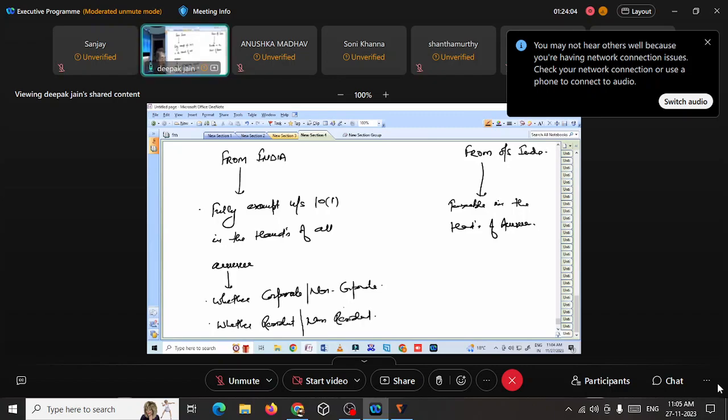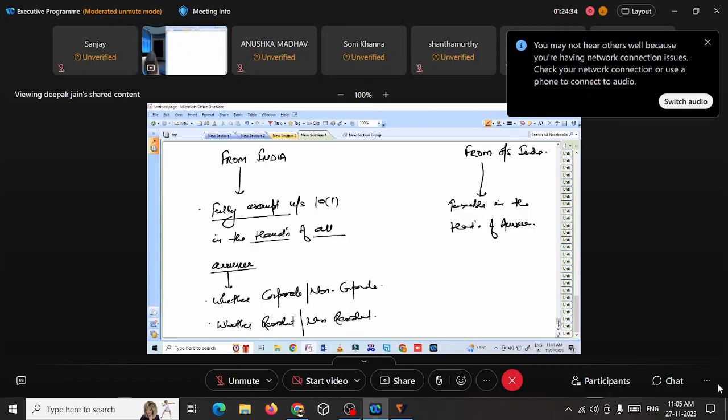So agricultural income from India is fully exempt. Agricultural income from outside India is taxable in the hands of the assessee. This one is fully exempt in the hands of all, whether corporate or non-corporate, whether resident or non-resident. Am I clear? Yes, sir.